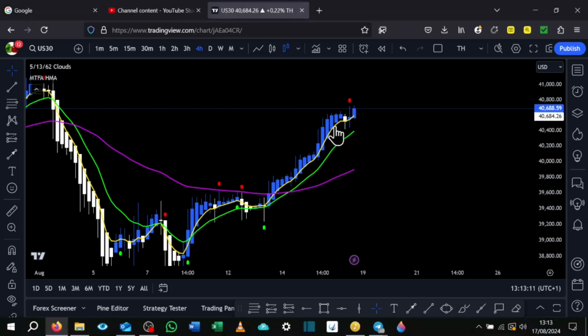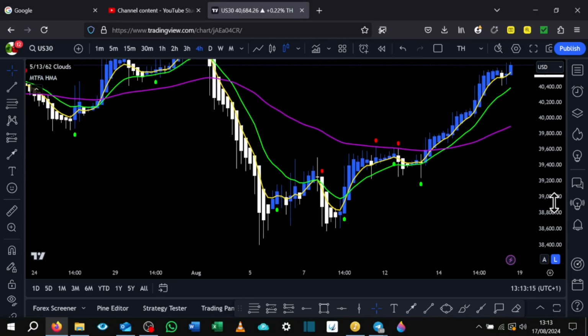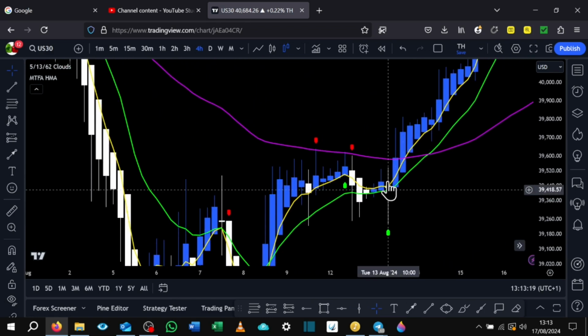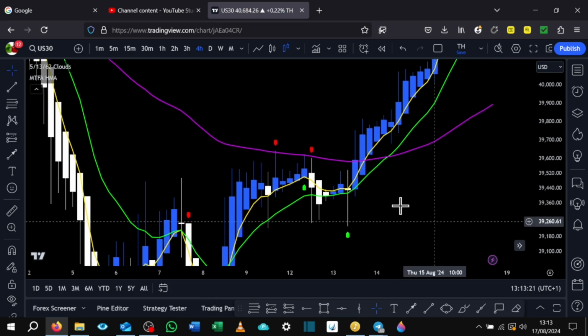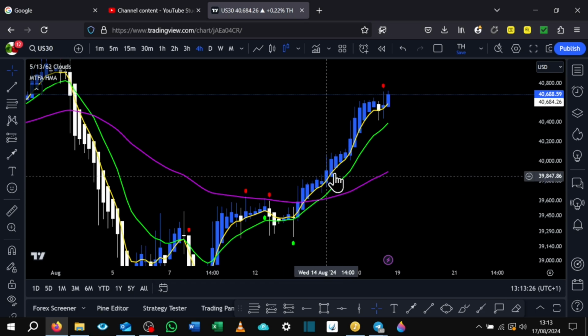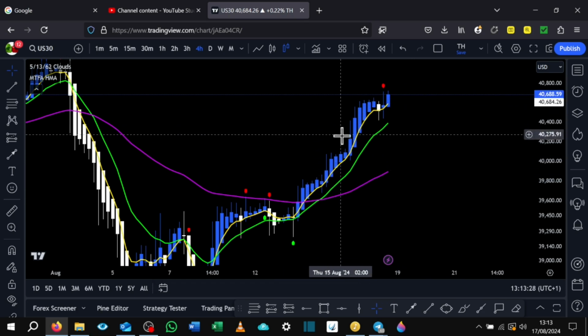And then if I come to TradingView, we bought around here. This is that wick that took these guys out. Bought here, and as you can see, this is a massive move that was caught.